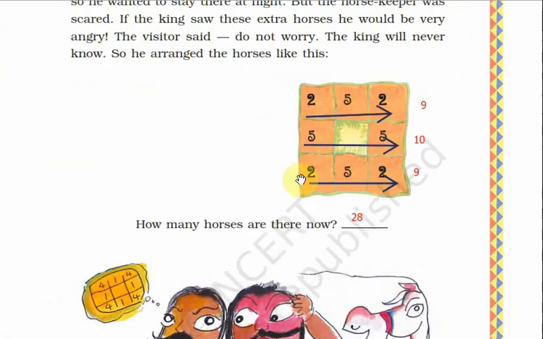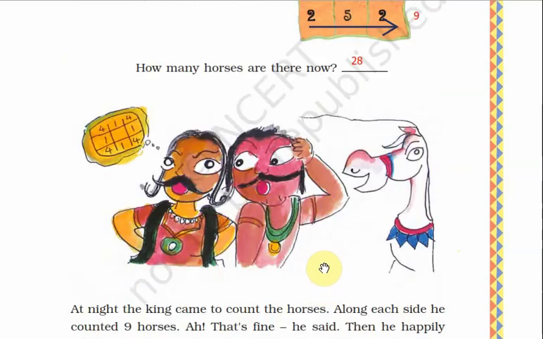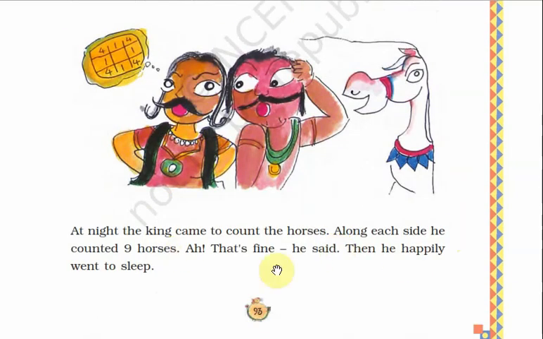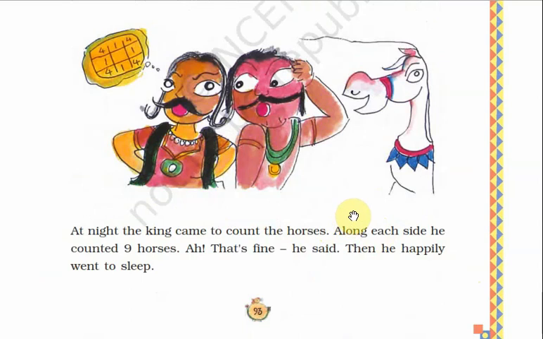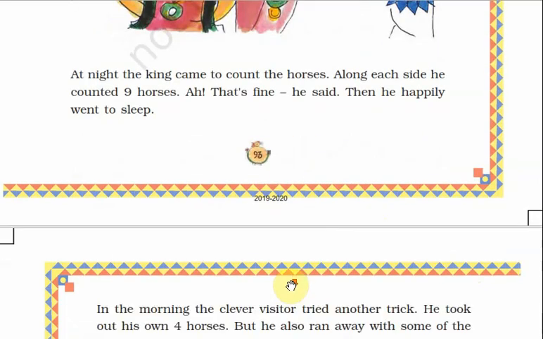Now also it is 9. So the king was not knowing that 4 horses are being added in the stable. The king went and slept happily, because when he counted it was 9. So earlier also it was 9, and the king did not notice that 4 horses were added. Now this is the visitor. Now what happened? Let us see.